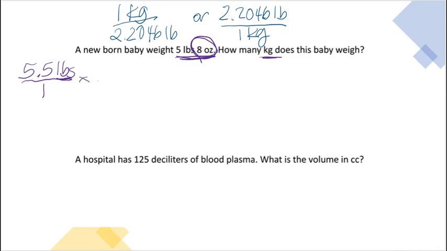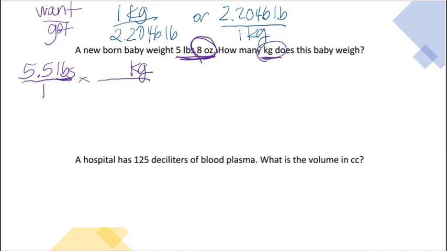Well, I need to look at this and I need to say, well, what do I want? I want kilograms. So it's what you want over what you got. And I want kilograms and I've got pounds. So I need the conversion with kilograms on top and pounds on the bottom. So I need to use this guy. 1 kilogram is 2.2046 pounds. All right, now let's make sure that my units will cancel. Pounds and pounds are diagonal from each other. Good, leaving me only with my kilogram.